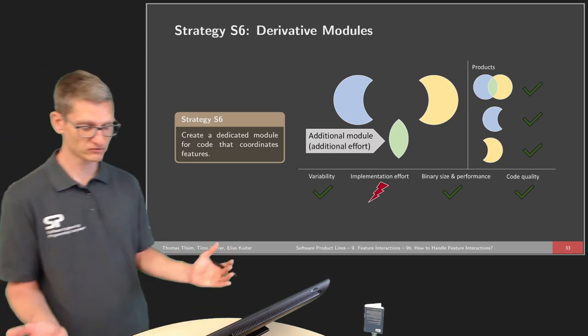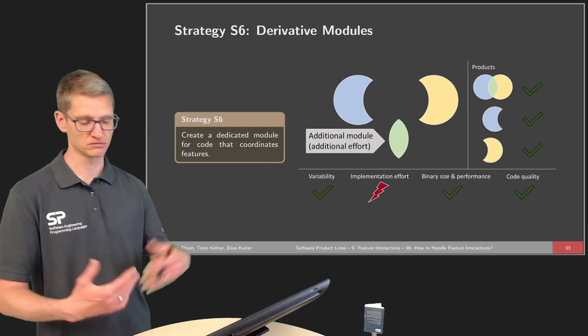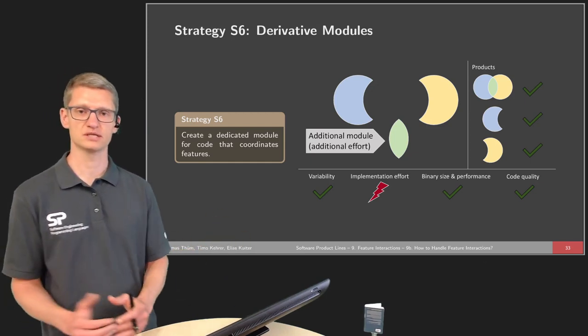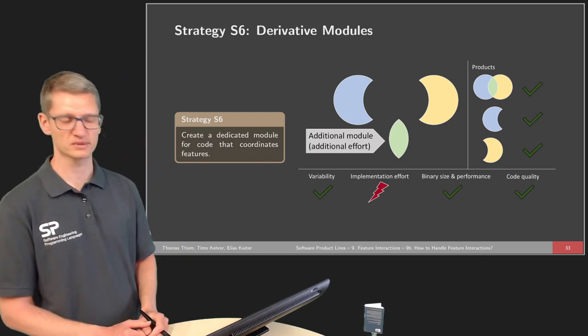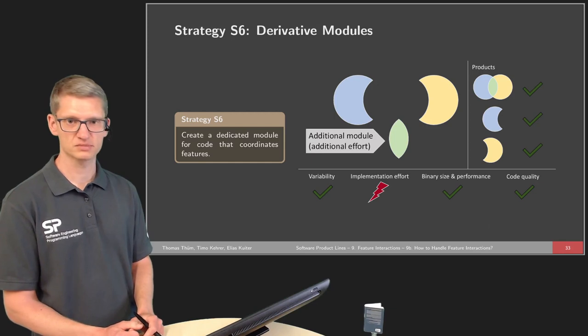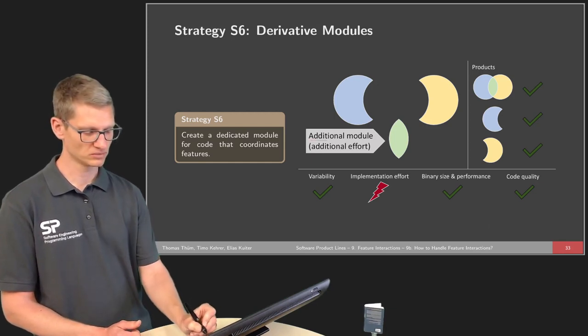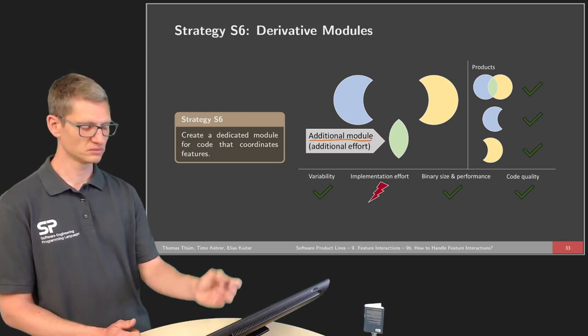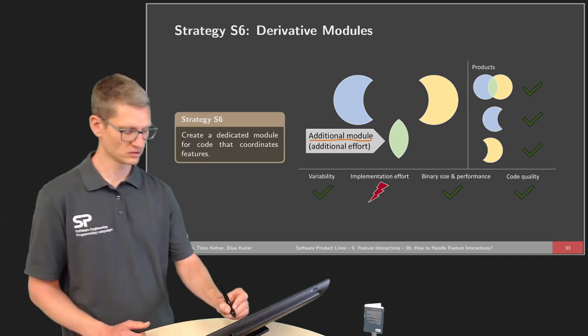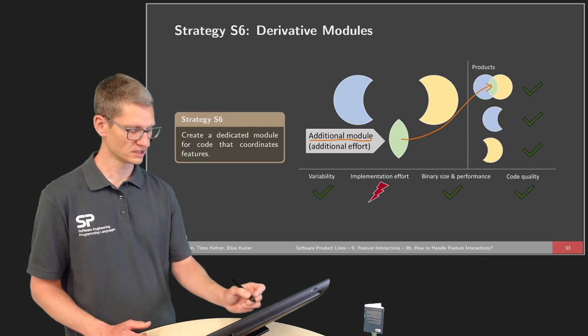So basically, we have all the possible variability. We can, in the solution space, realize all the variability that was promised in the problem space. We can have reduced binary size and better performance, because this additional module will only be included if the other two modules are included. So it will only be included over here and not in the other variants.